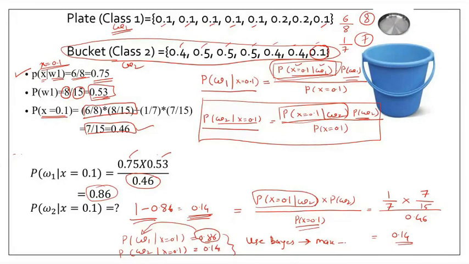So I will declare that if you observe a new object of diameter size 0.1, then it must be a plate. So my decision is plate. Doing so, how much is the probability of error? The probability of error is 0.14.